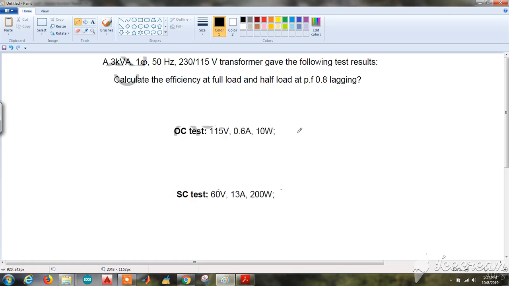So the OC test gives the open circuit results, that is, it is performed at rated value. You can see this is HV side and this is LV side. So OC test is performed at LV side, so this is V0, this is I0 and this is W0. Similarly SC test, this is written as VSC, this is denoted as ISC and this is denoted as WSC. So in OC test the power obtained, that is the wattmeter reading, will always be the iron loss or the core loss or the constant loss.